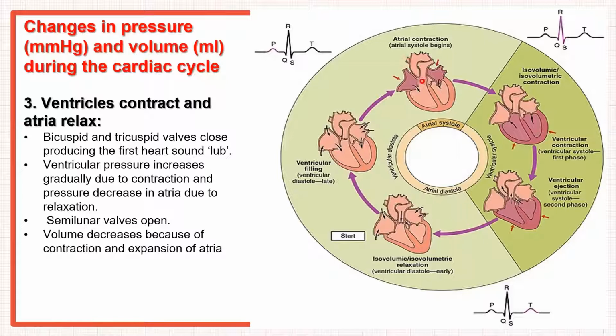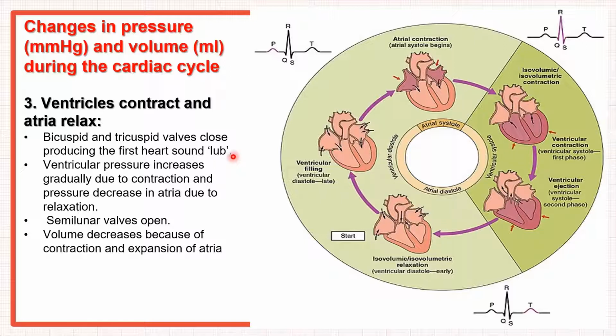Now coming to ventricular systole, or at the same time atrial diastole. So ventricles contract and atria relax. So we are talking about this phase here. So again, it has an early phase and a late phase. So in this case, when the ventricles are contracting, this is the time when the atrioventricular valves would close. So the bicuspid and the tricuspid valves would close, right? And this would produce the first heart sound, which we call as lub, right?